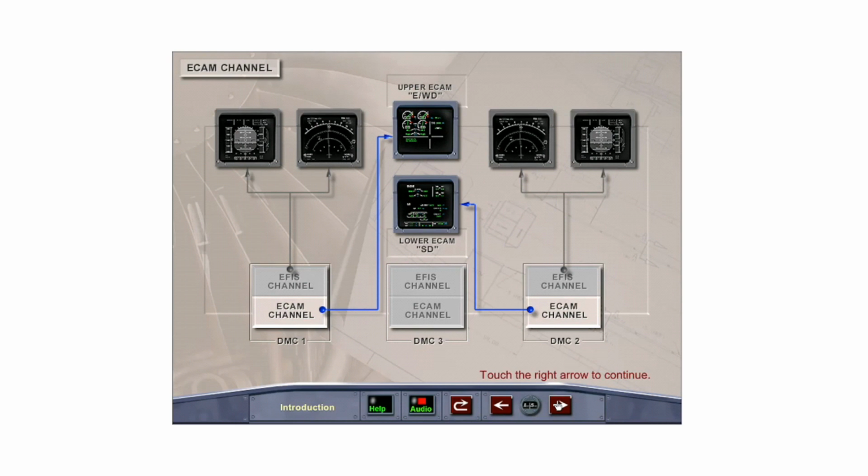The Electronic Centralized Aircraft Monitor, or ECAM channel, displays the primary engine control indications, fuel quantity, the flap/slat position indicator, and warning and caution messages on the engine and warning display unit, commonly known as the upper ECAM. Synoptic information on the various aircraft systems and aircraft status are displayed on the System and Status Display Unit, or lower ECAM. Normally, DMC-1 controls the upper ECAM, and DMC-2 controls the lower ECAM.